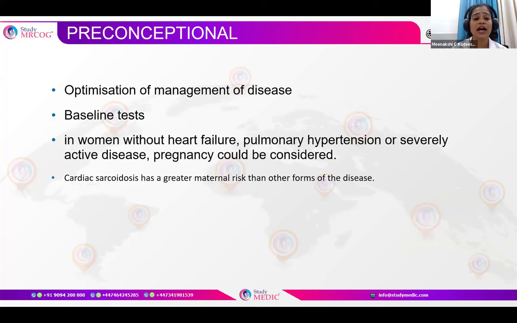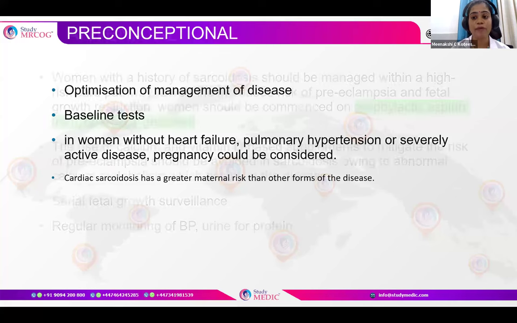In the preconceptional period, as we said, optimization of the management of the disease is very important and we need to perform all the baseline tests which were just discussed. And in case the woman has pulmonary hypertension, severely active disease or heart failure, it is better that we advise her to avoid planning any kind of pregnancy. Cardiac sarcoidosis has a greater maternal risk as compared to other forms of disease. So the absolute contraindications are definitely pulmonary hypertension and very active disease. And when there is heart failure, we usually ask them to avoid planning for pregnancy.